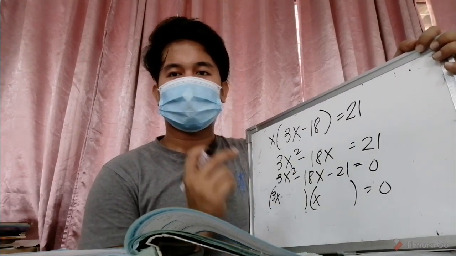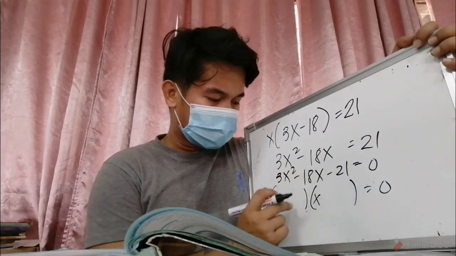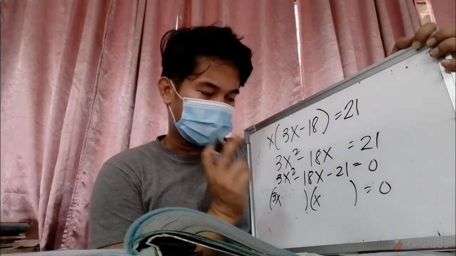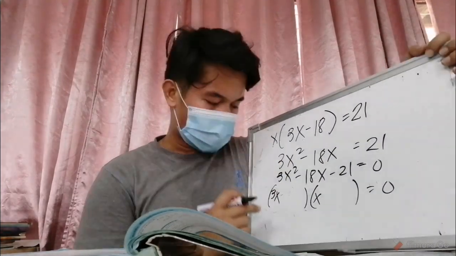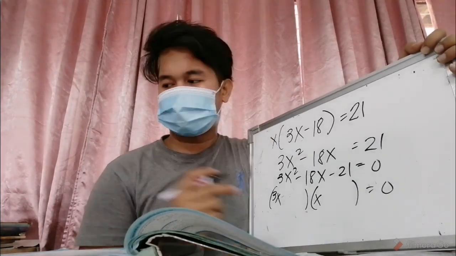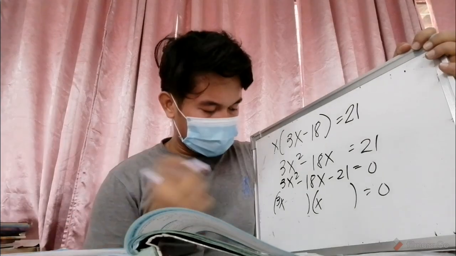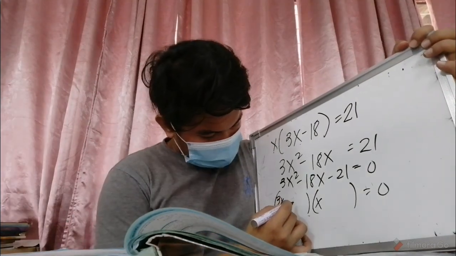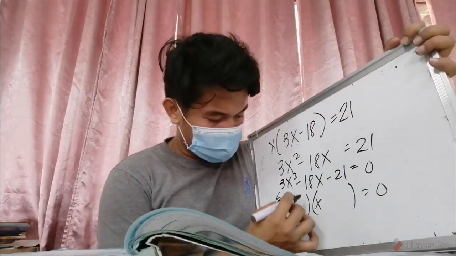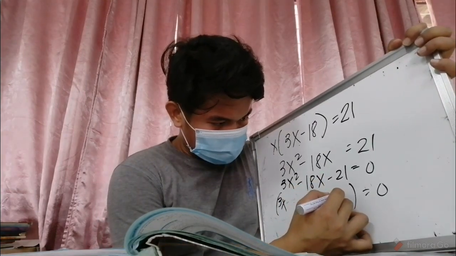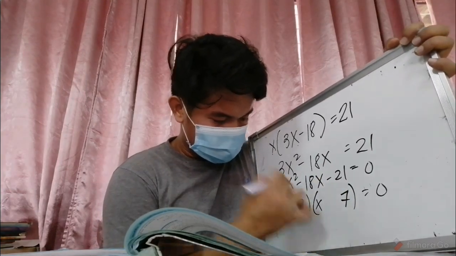Now, look at negative 21. Ano ba yung factor ng negative 21, na kapag nilagay natin dito at pinag-add or subtract, ang lalabas ay negative 18, considering we have 3 here? Okay? So, we have so many factors para sa negative 21. Try muna natin yung 7 and 3. Let us try to put 7 here and 3 here.